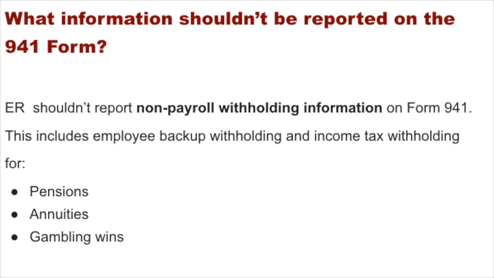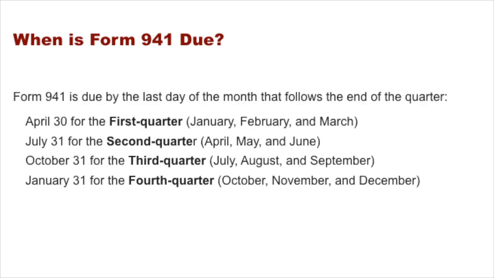What information shouldn't be reported on the Form 941? Employers should not report non-payroll withholding information on the Form 941. This includes employees' backup withholding and income tax withholding for pension, annuities, and gambling wins. Use the Form 945 to report the withholding from pensions, annuities, and gambling winnings.